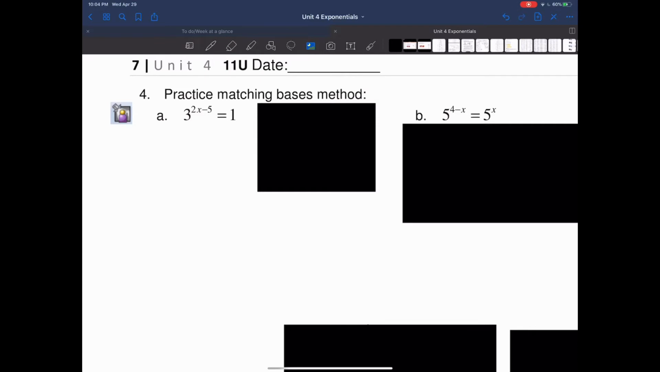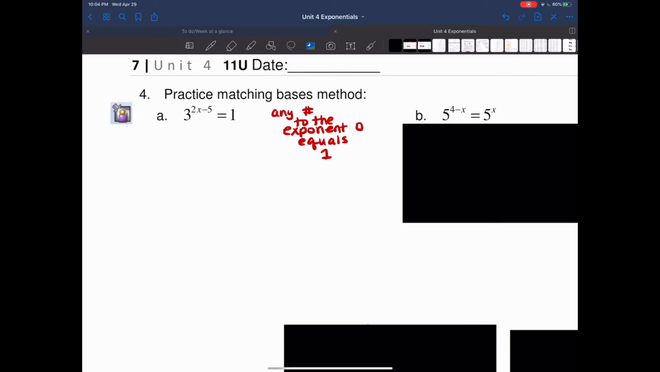Well, 1 can be represented as 3 because any number to the exponent 0 is equal to 1. So then you can allow it to have a base of 3. So any number to the exponent 0 equals 1. And so what we're basically doing is rewriting this so that now I have 3 to the exponent 2x minus 5 is equal to 3 to the exponent 0.